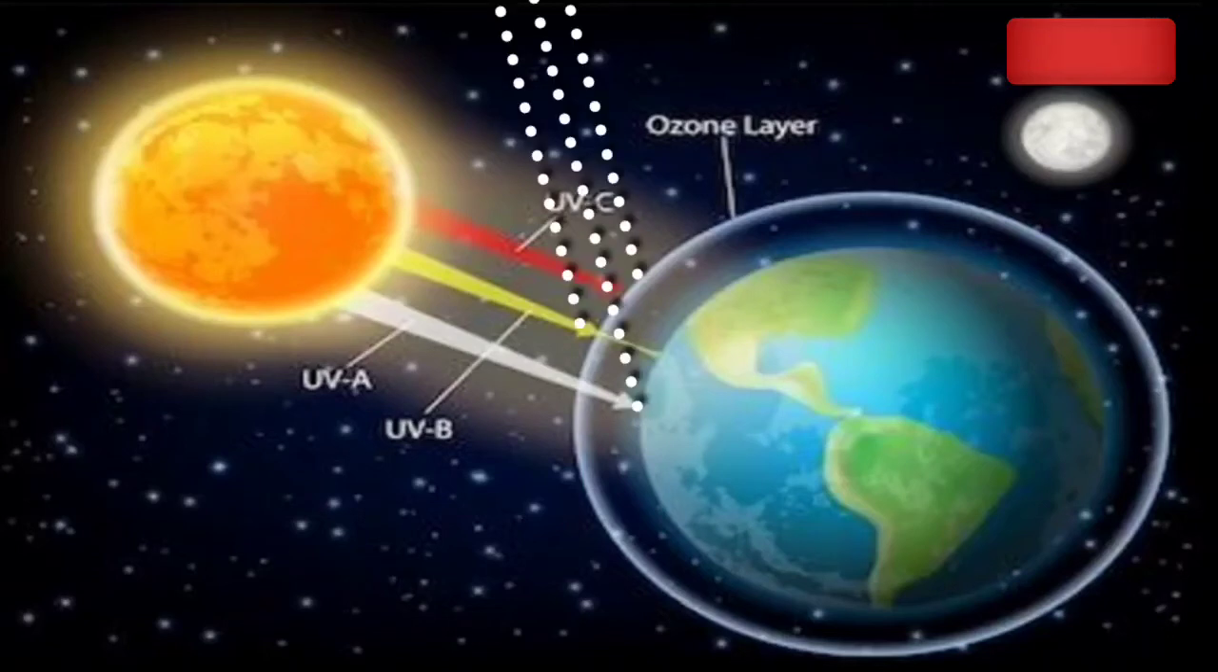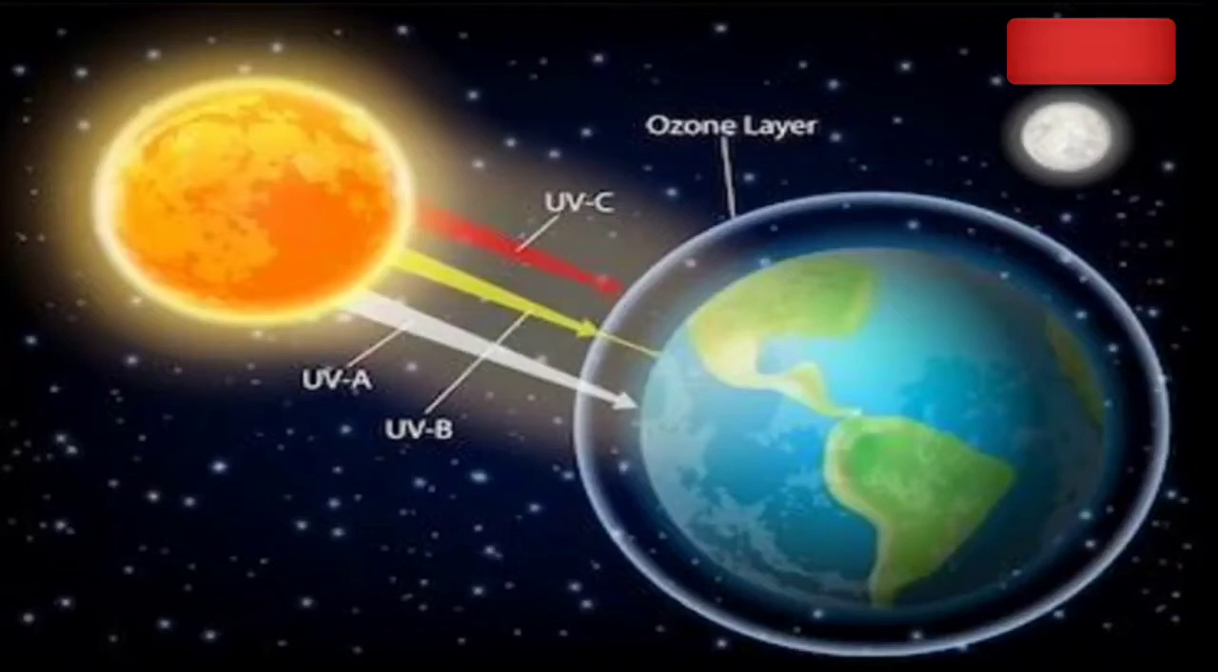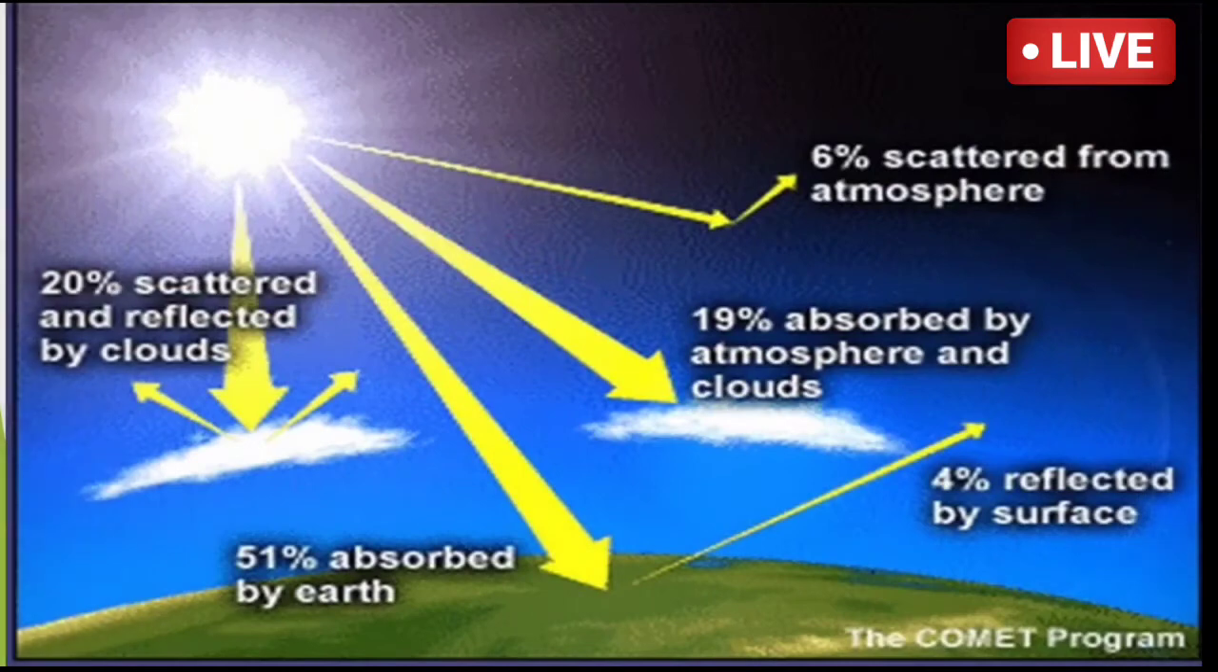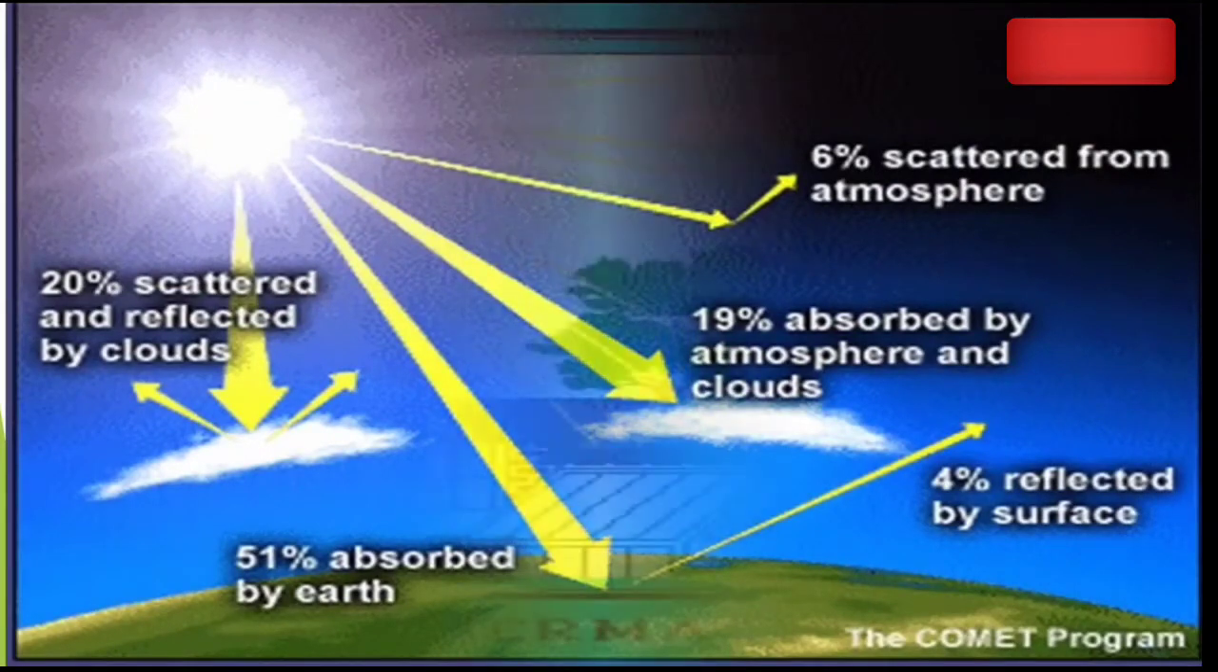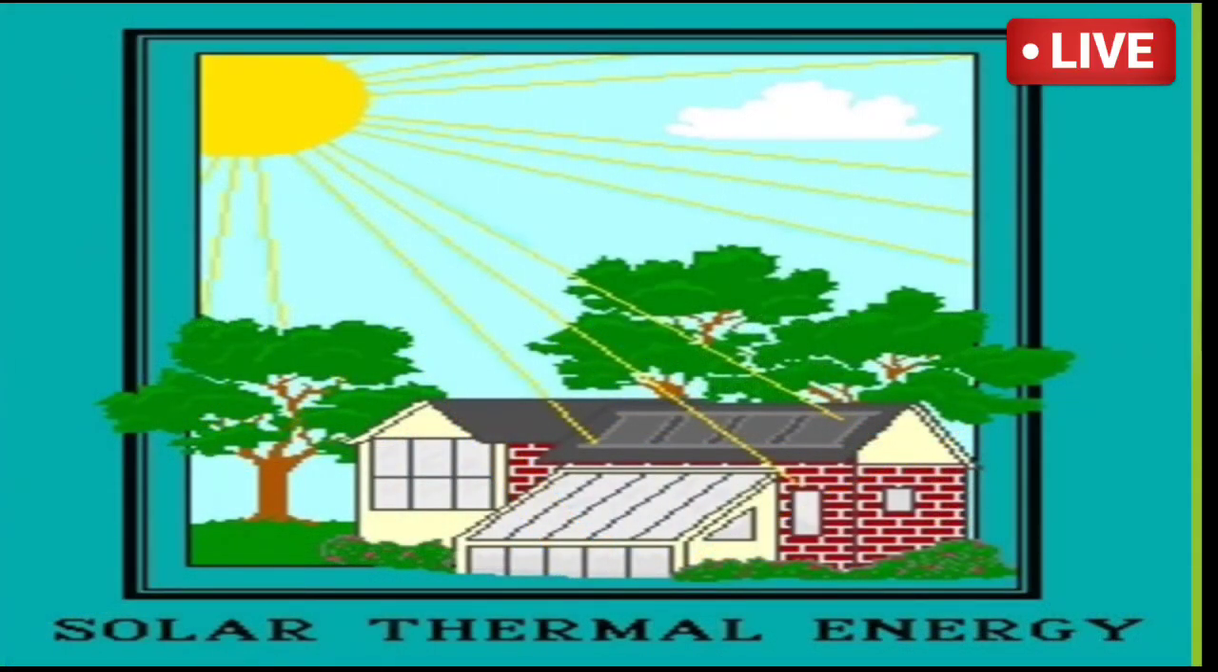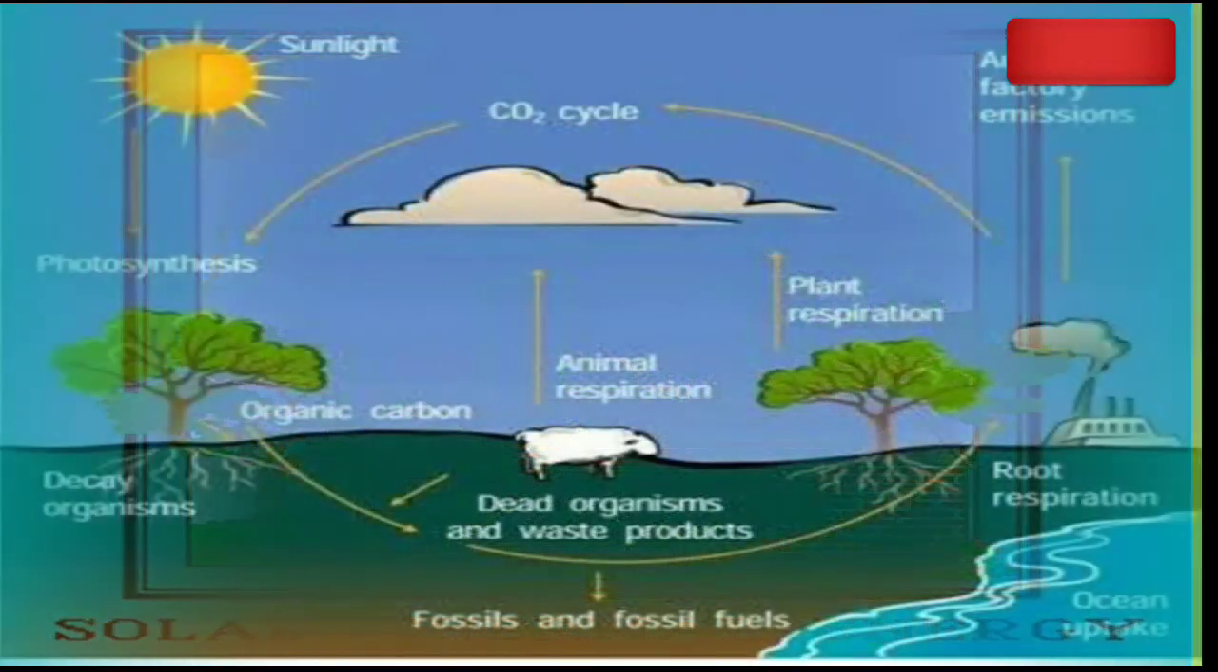Ultraviolet rays B are not passing up to the surface of the earth. They are completely blocked by the ozone layer, and ultraviolet rays C are also blocked by the ozone layer. So that is why human life is possible on the earth. We are not receiving harmful rays like UV rays, radio waves, and X-rays from the sun. That is why human life is possible on the earth.